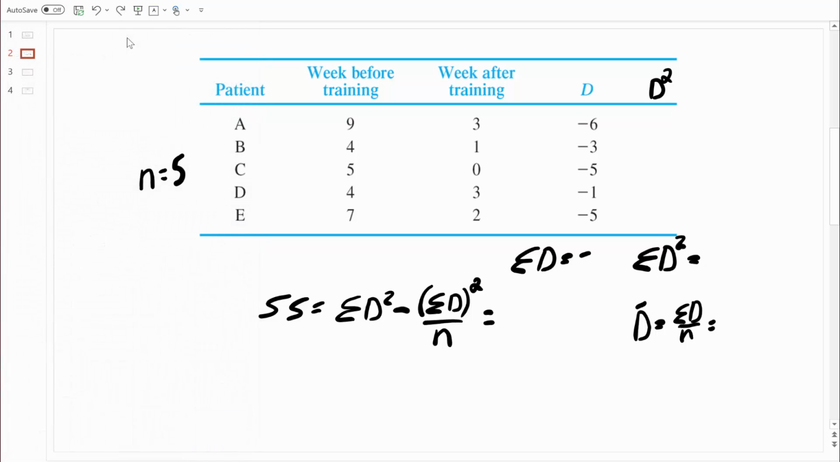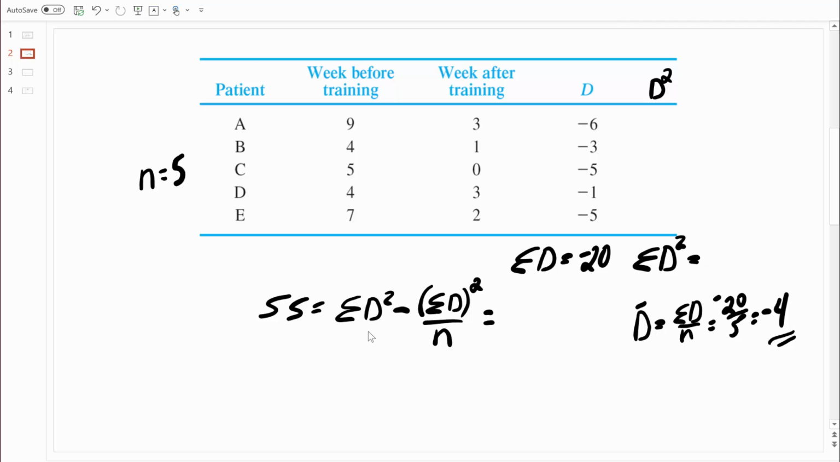I'll write in those values. We have -20 for the sum of d, and our mean difference score was -20 divided by 5, which equals -4. So on average, these patients are giving themselves 4 fewer doses after the relaxation training. Well, as I mentioned, in order to compute the standard error later on, we need to know the standard deviation of those difference scores. And in order to compute the standard deviation, we need to know sum of squares, because sum of squares is the basis for computing variability.